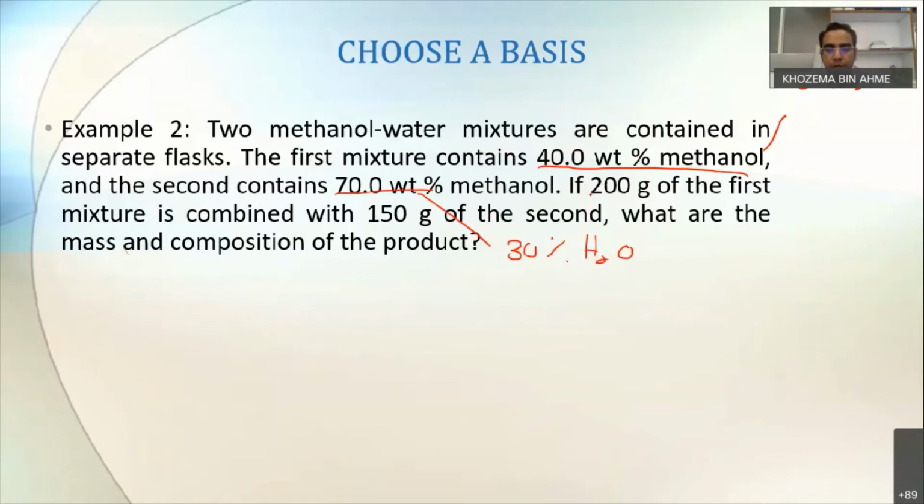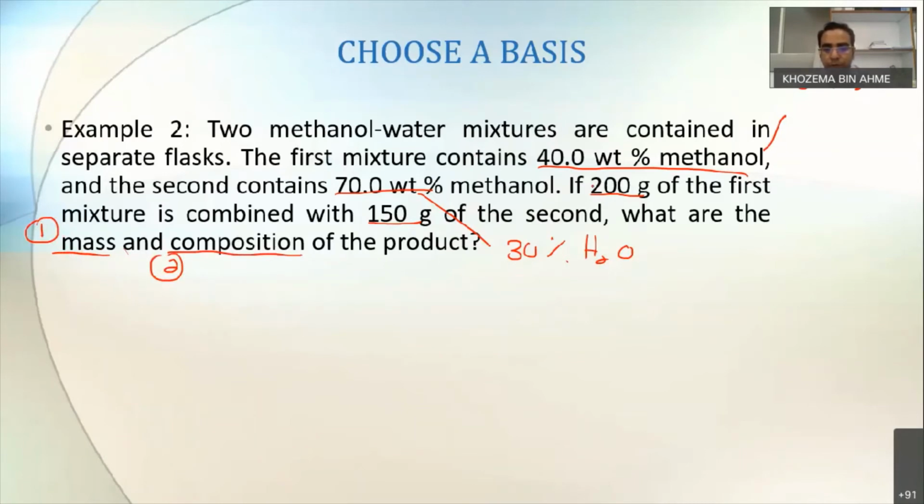If 200 gram of the first mixture is combined with 150 gram of the second, what are the mass and composition of the product? Again, our problem statement is saying that we want to find the mass, which is the first thing, and also the composition. So this is our first step. We already read and understood the question, and we know that we have to find the mass of the product and the composition of the product.